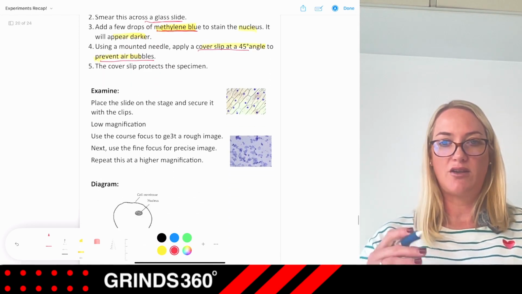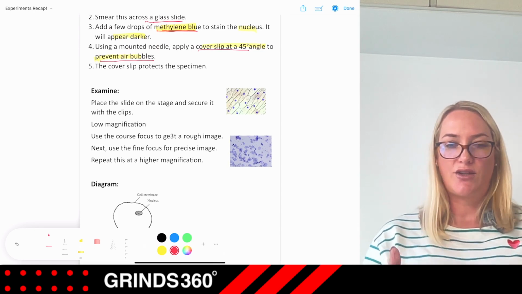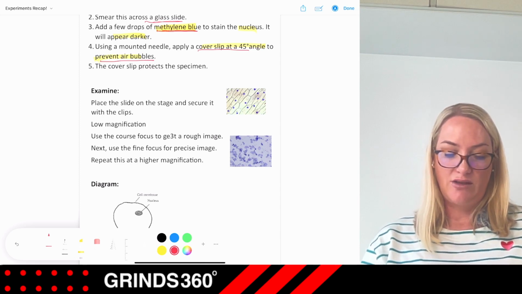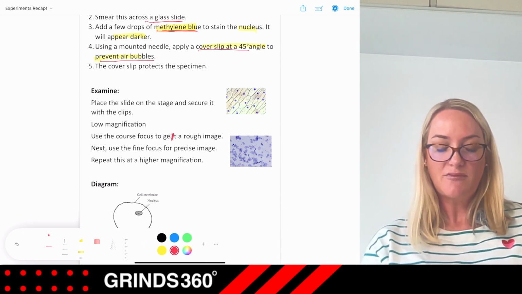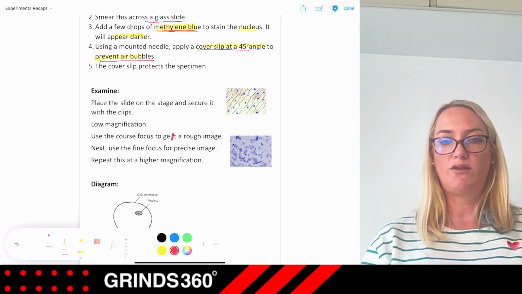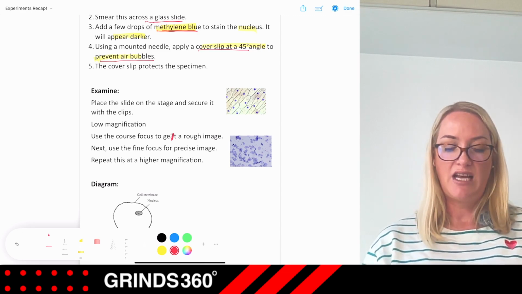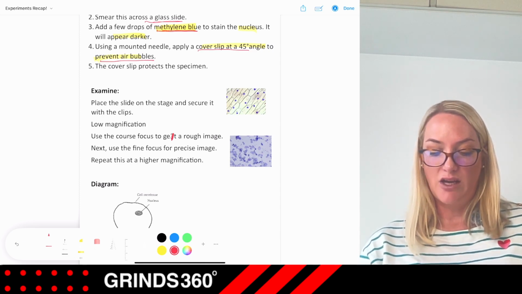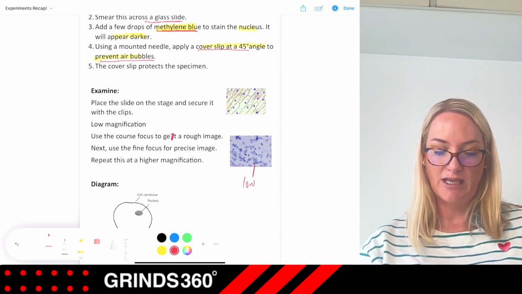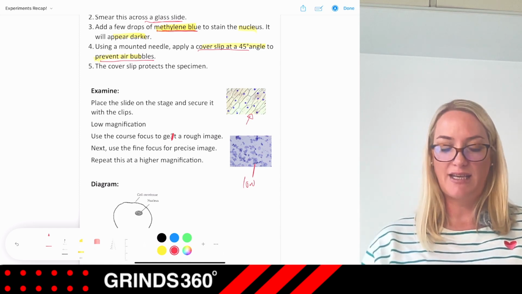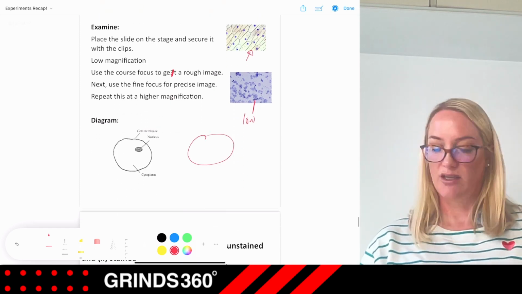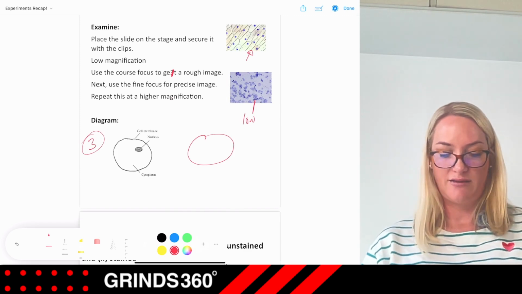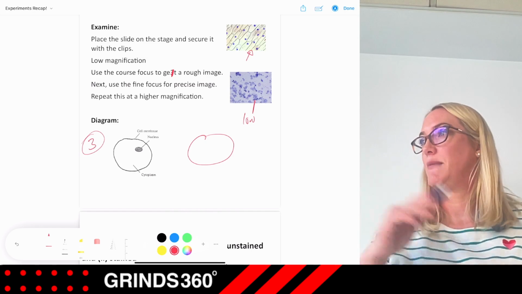Now, how do you examine? You're going to place your slide on your stage, secure it with the clips, and then you're going to always look with the lower magnification first. So low magnification first. Coarse focus, rough image; fine focus, precise image. And repeat this then at a higher magnification. So you can see here this is at a low magnification, and this would be at your higher magnification. If they ask you to draw it, you're drawing a circle there with just 3 labels, only 3. Okay, so that could be like back to Kevin's question.